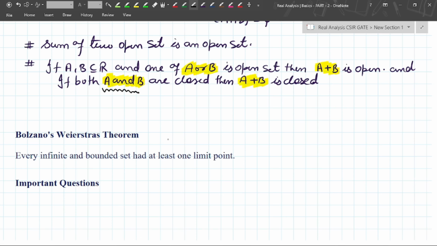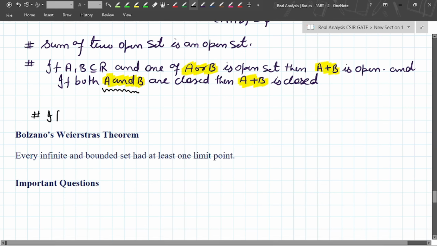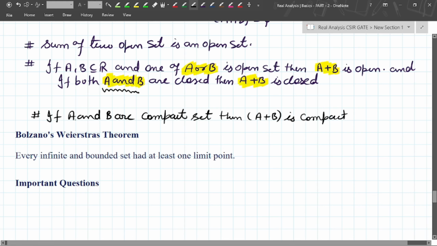Let's say next we have some more results. If A and B are compact, compact meaning closed and bounded, then A plus B is compact. Why? A and B compact means A and B are both closed and bounded. So of course A plus B will be closed and bounded.